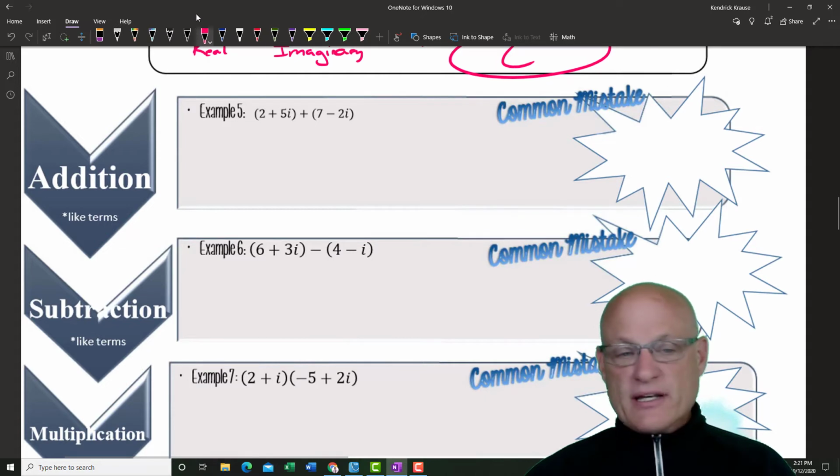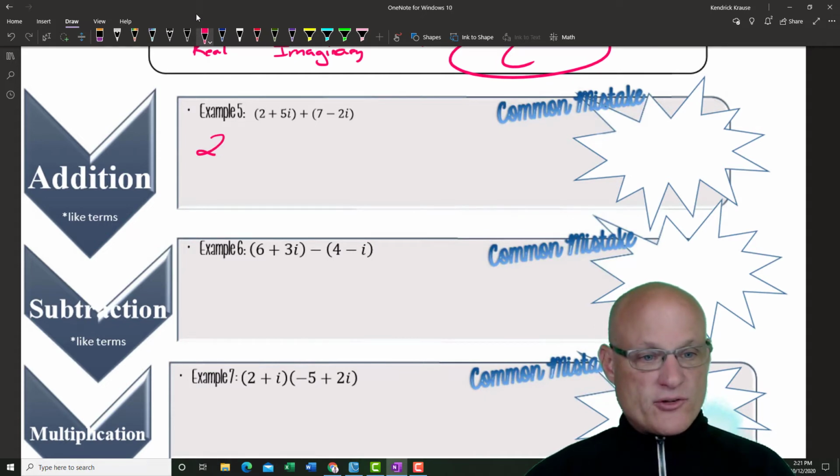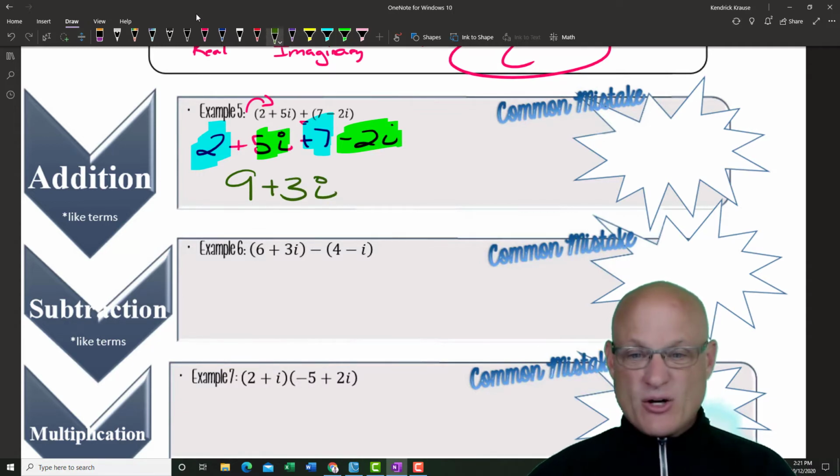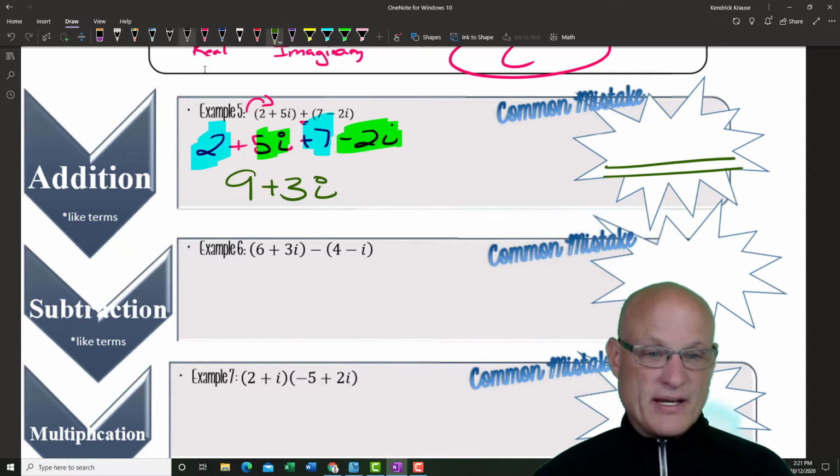And this one I don't really even need the parentheses. I could just rewrite this. There's no number to distribute. There's no negative here. So it's really 2 plus 5i plus 7 minus 2i. First things first, we'll combine the real parts. 2 plus 7, that's 9. And then we'll combine the imaginary parts, 5i minus 2i, and that is plus 3i. I don't even know why I put this here. I don't think there's common mistakes made on this one.